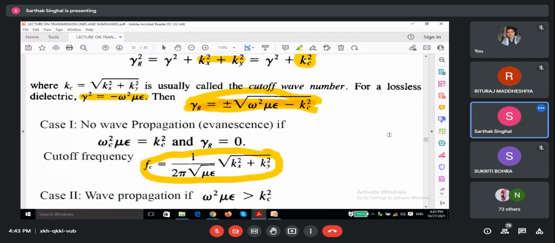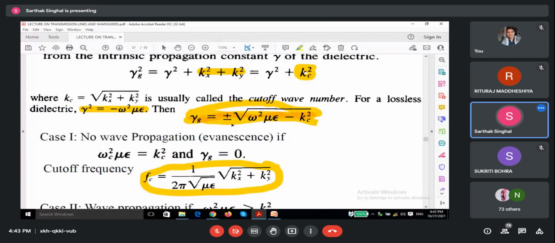So in this equation, if your omega square mu epsilon is greater than kc square, which component of gamma will get a value, alpha or beta? There are two components for every propagation constant. What are those? The first one is the attenuation and the second is the phase constant.